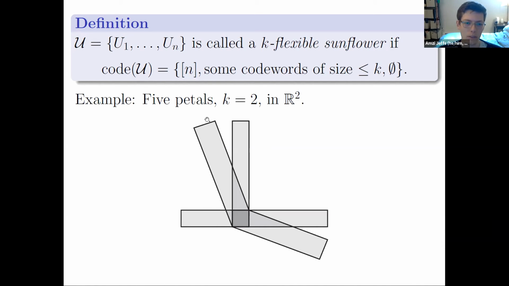And here's an example where I have 5 petals and I'm in the plane, and now K is equal to 2. Here my center is this square, but outside of that square, I can have some overlap, but only 2 sets at once. So here these 2 sets overlap outside the center.